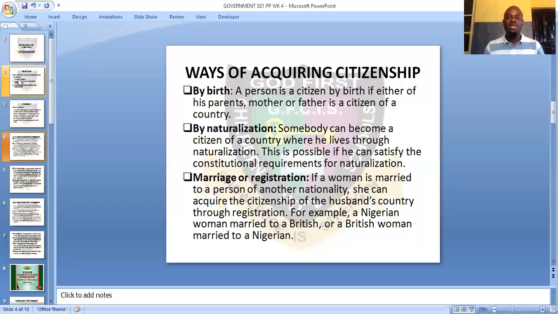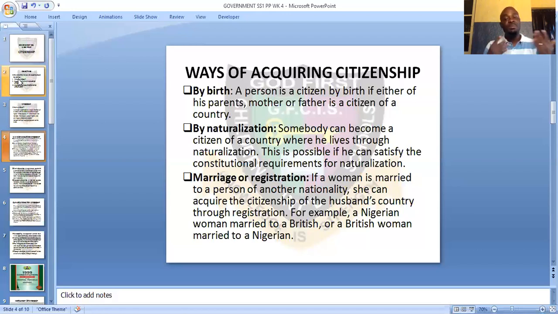That is, somebody can become a citizen of a country where he lives through naturalization, and this is possible if he can satisfy the constitutional requirements for naturalization. This is kind of like a way of registry of being a member of that particular country. There are long requirements if you want to become a citizen by naturalization. We have some processes which you did in SS in first term, but I'm going to try to run over them again.